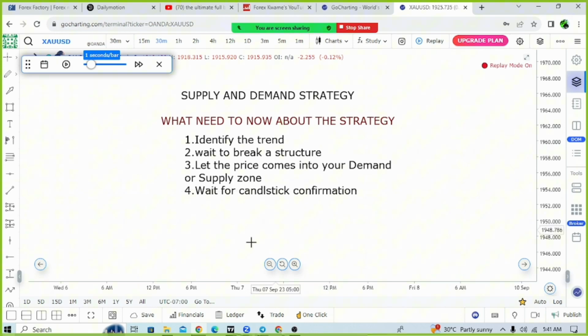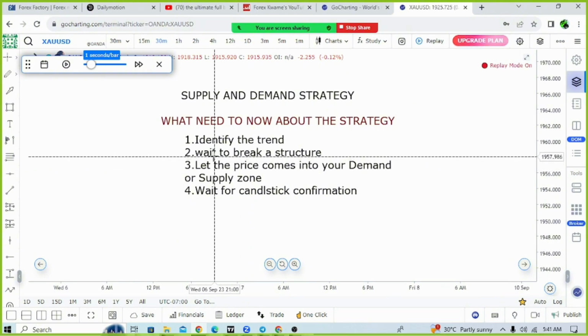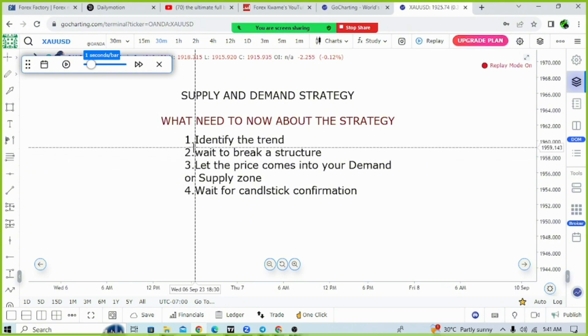Okay, so as you can see on the screen right now, this is a supply and demand strategy. And this is what you need to know about this strategy that I'm going to teach you right here. Make sure you take your book and your pen and jot some things down as I'm teaching you this strategy.